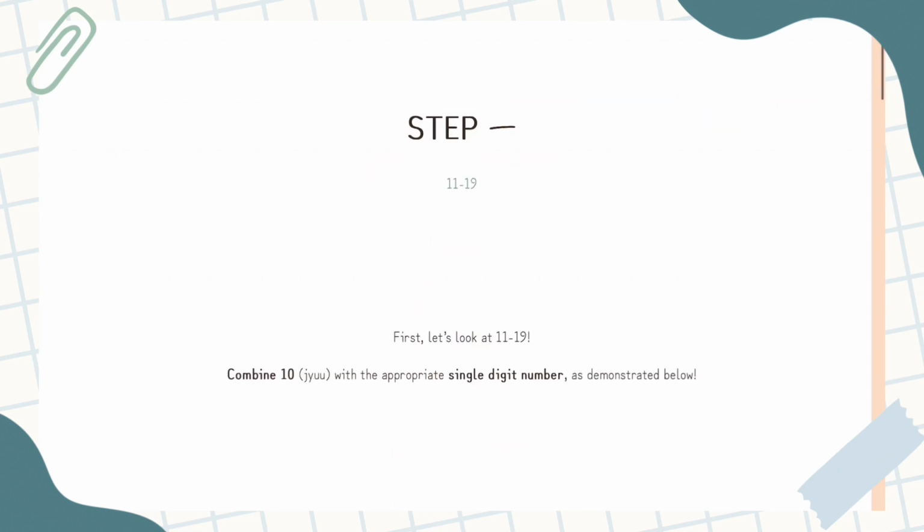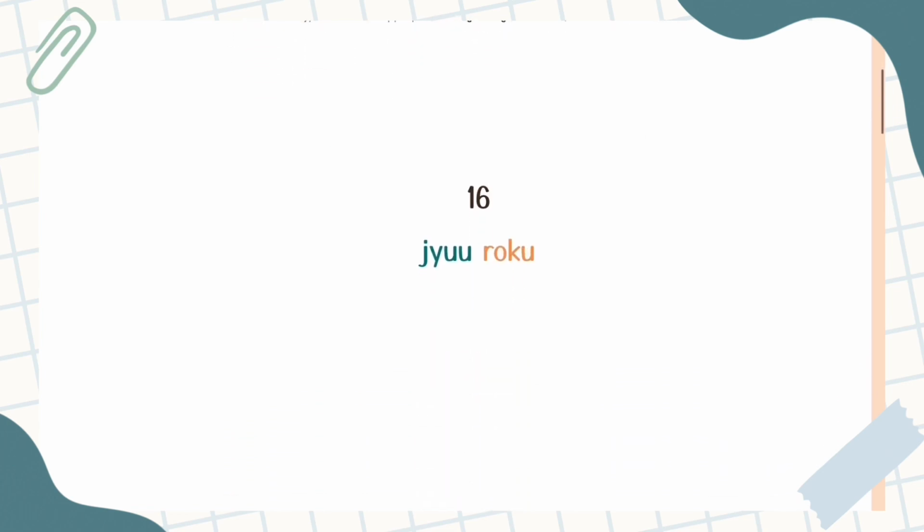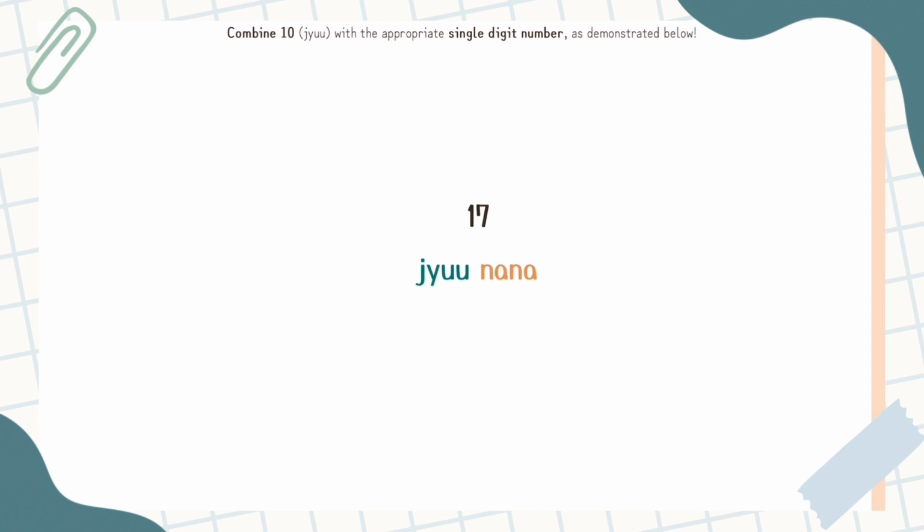I guess it's interesting. Okay, step 1: 11 to 19. So first, let's look at 11 to 19. Nice and easy formula here. You're going to combine 10, ju, with the appropriate single digit number as demonstrated below. So 16, 10 and 6, 17, 10 and 7, 18, 10 and 8, 19, 10 and 9, 11, 10 and 1, etc. That is what's happening here.